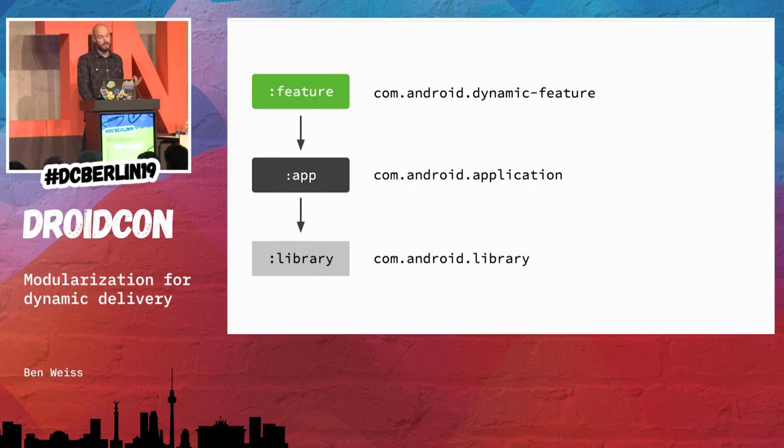You can also depend on the part where the dynamic feature module can also depend on libraries directly, so you don't have to go all the way through the application in order to have a library. You can package a library directly with a feature module, and I'll come to that in a second as well. So with all this foundation and base information, let me talk a little bit about how to actually modularize an app.